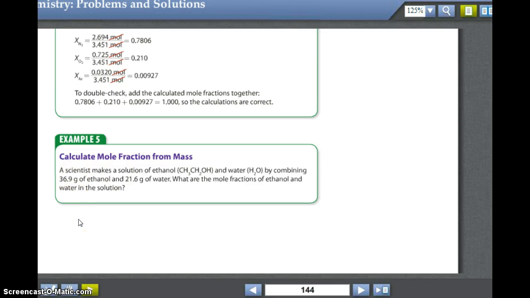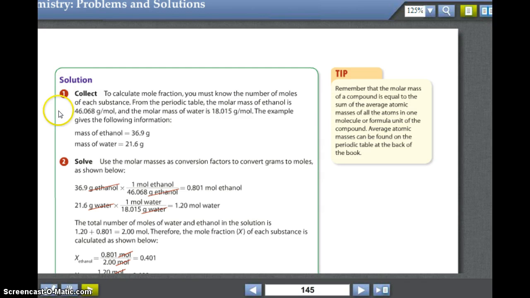Example number 5. Calculate mole fraction from mass. A scientist makes a solution of ethanol and water by combining 36.9 grams of ethanol and 21.6 grams of water. What are the mole fractions of ethanol and water in the solution? So again, list the information that you know. To calculate mole fraction, you must know the number of moles of each substance.